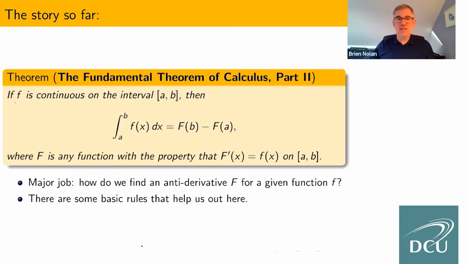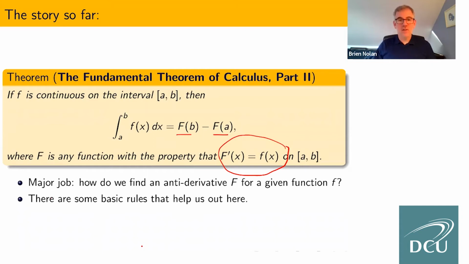Our theorem tells us that if we have a continuous function f defined on an interval [a, b], then to evaluate the integral corresponding to the area under the graph of f, if it's a positive function, we find an antiderivative, capital F of little f, and then we evaluate at the endpoints and subtract. That's easy to say, but it can be very hard to do. The difficult bit is to look at the function little f and from that figure out what the antiderivative capital F should look like.